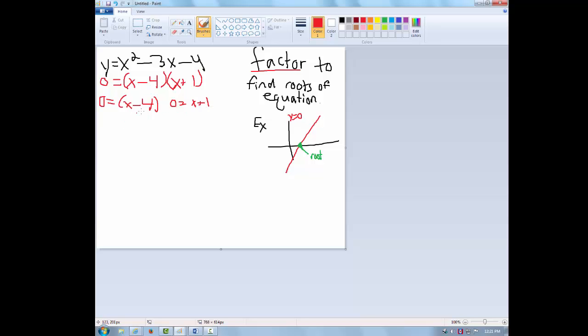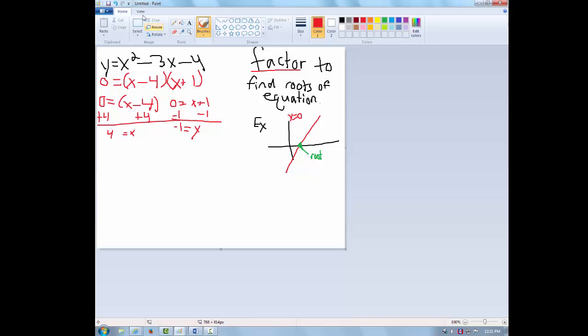So simple algebra just says that we would move 4 to the other side. And so that gives us x equals 4. Okay, and then from here, we would move 1 to the other side. So we would subtract 1, and that gives us -1 equals x.